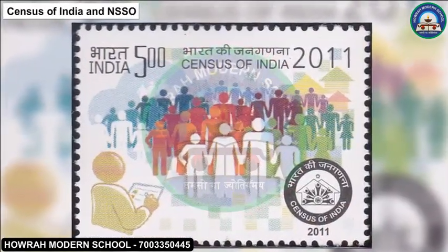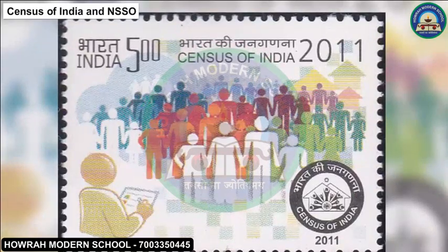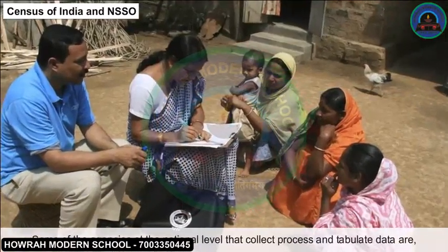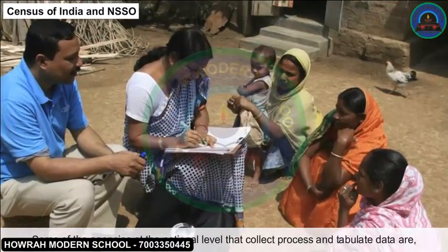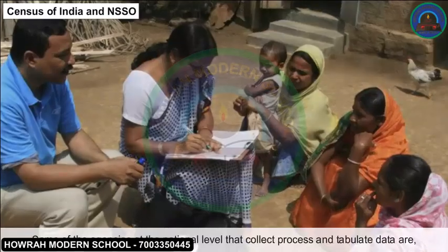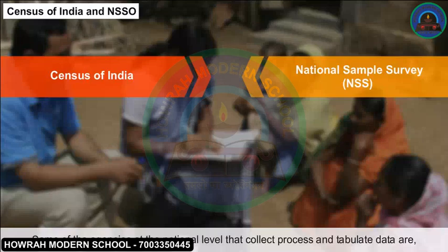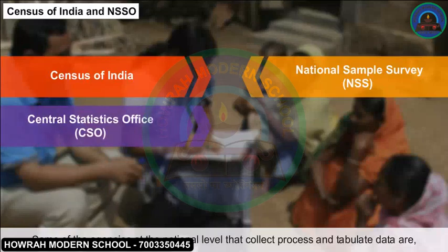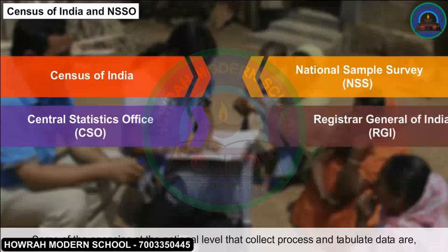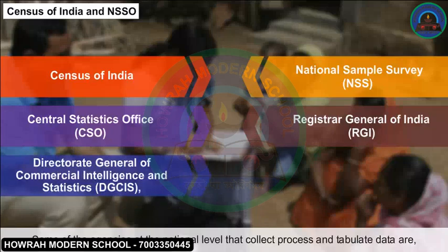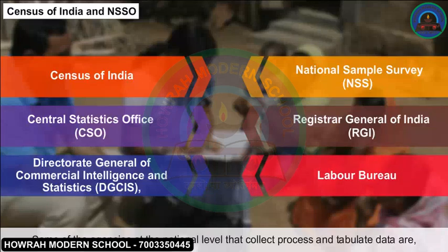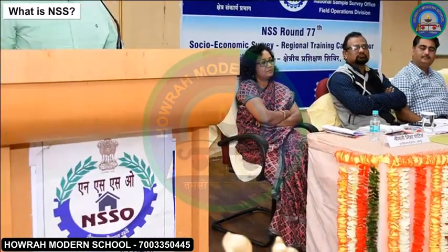Census of India and NSSO. Some of the agencies at the national level that collect, process and tabulate data are Census of India, National Sample Survey (NSS), Central Statistics Office (CSO), Registrar General of India (RGI), Directorate General of Commercial Intelligence and Statistics (DGCIS), Labour Bureau, etc. What is NSS?